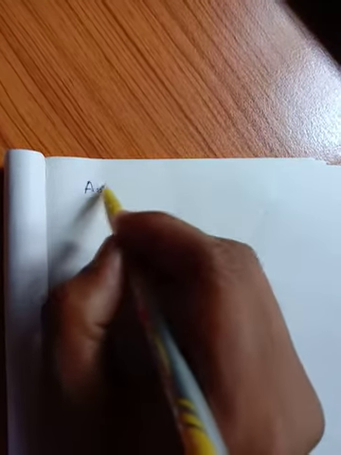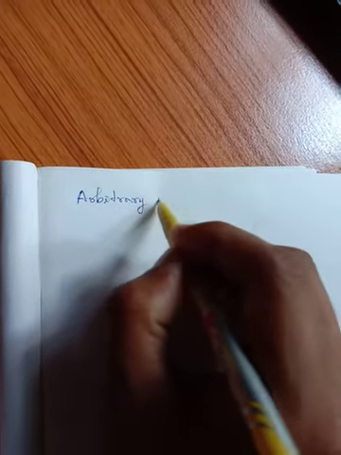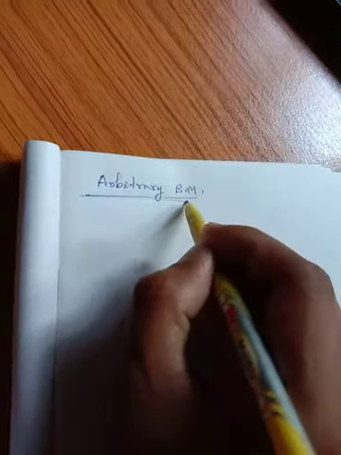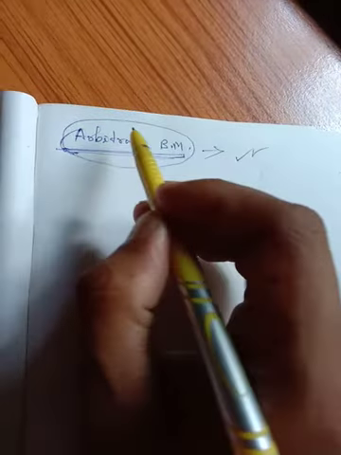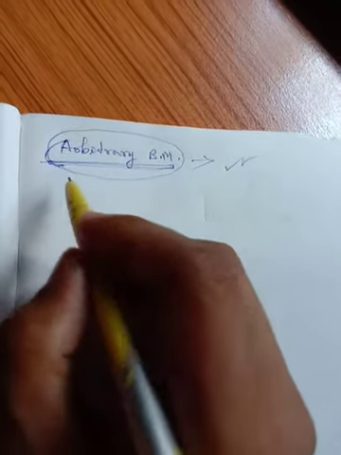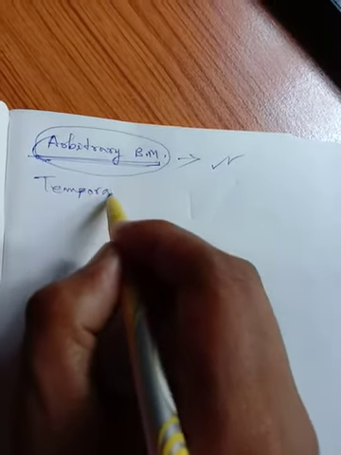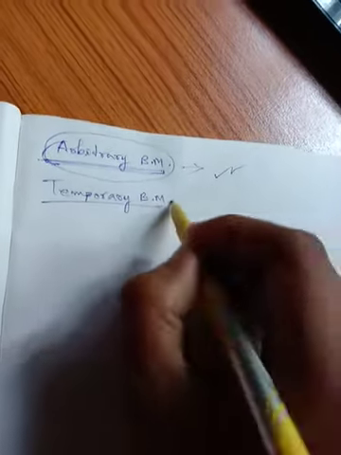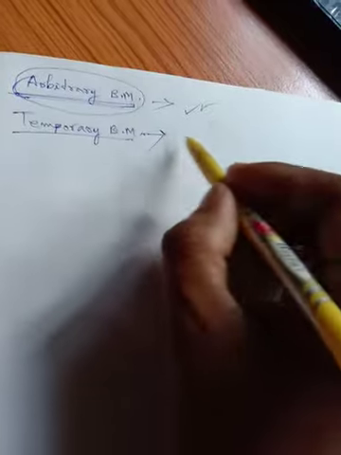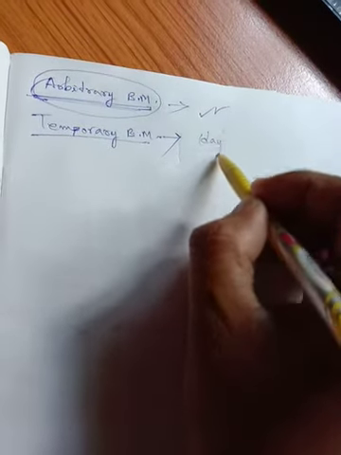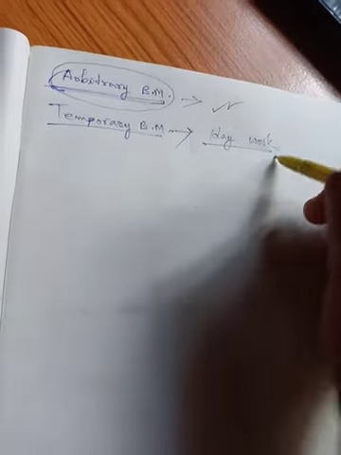Next is the arbitrary benchmark. These are benchmarks taken for a small project or work. After the completion of the project work, these benchmarks are generally nullified. Next is the temporary benchmark. These are also very temporary, generally used for a single day's work. After the completion of the day's work, this will be dismissed.